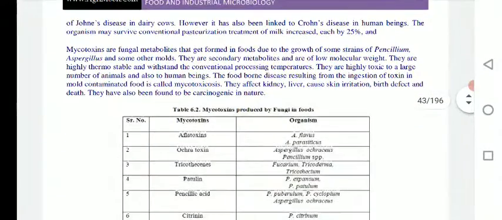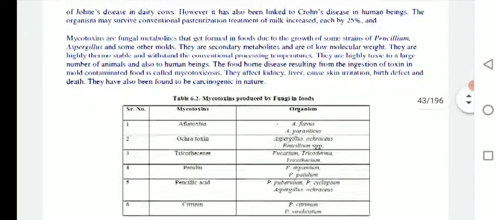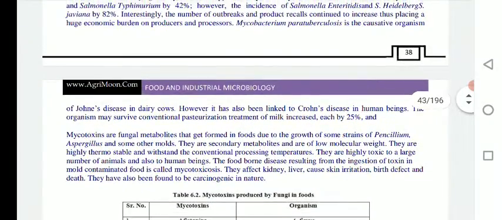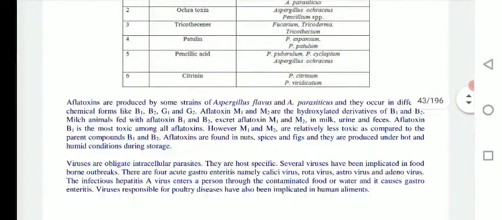So these are different types of toxins produced by fungi. We have seen in previous lectures that mycotoxins are of fungal origin, that's why these are categorized under the mycotoxin category: aflatoxin, then ochratoxin, then patulin, then penicillic acid, and so on. So these are different kinds of toxins that are produced by fungi, and these toxins lead to severe health effects as far as health aspects of food are concerned.